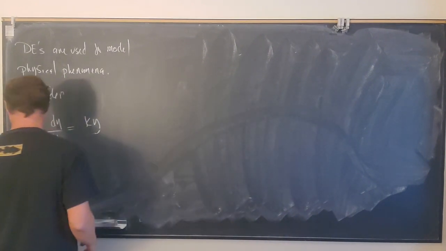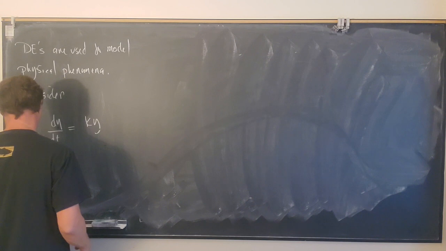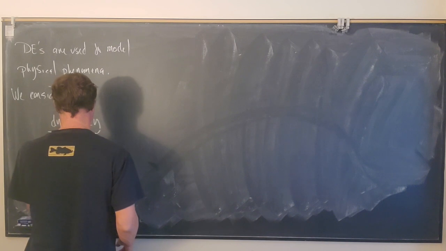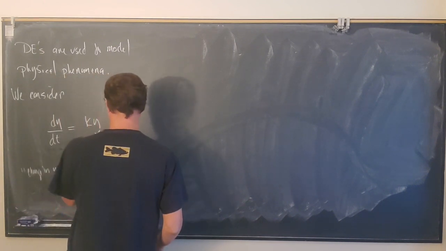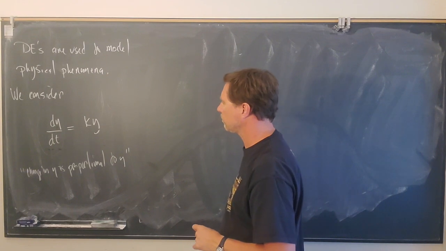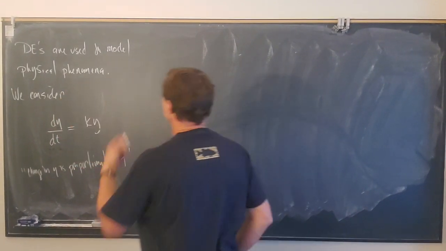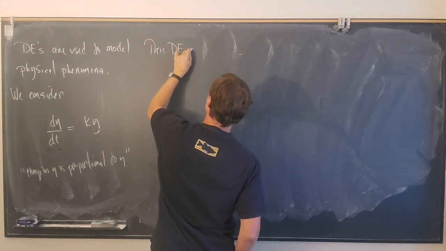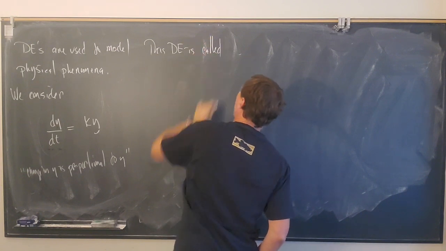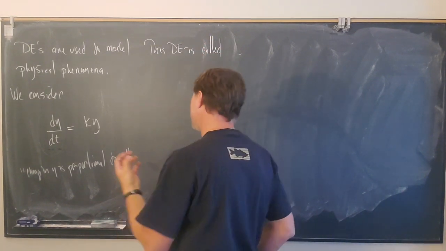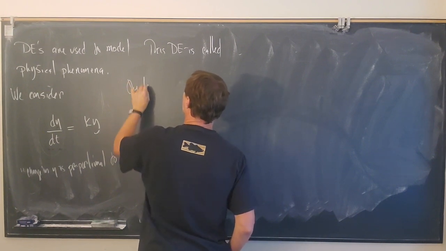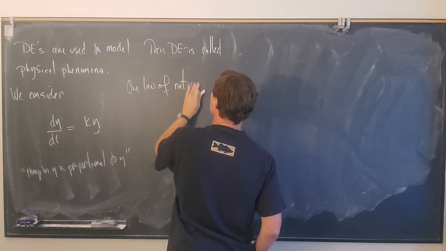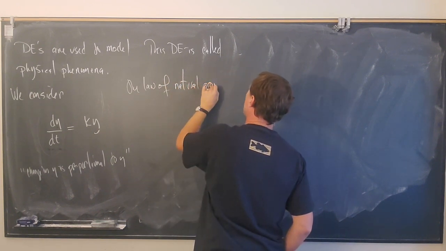In fact, let's write that down. Change in y is proportional to y. So this differential equation has a name. This differential equation is called either the law of natural growth or decay.